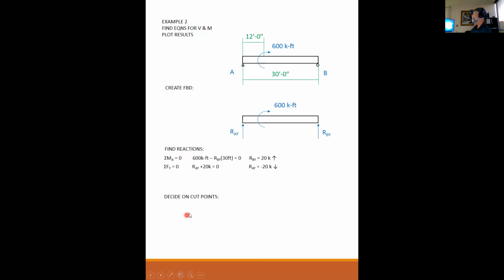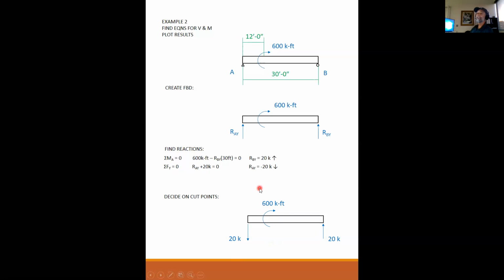Okay, so now that I have my reactions, I draw my diagram and I put everything on there just like I know it. A is down, B is up, and my 600 kip foot applied moment. How many cut points do I need? 2. I need 2.